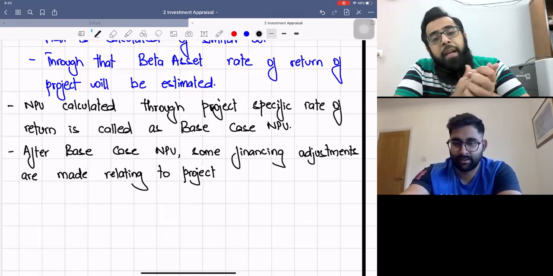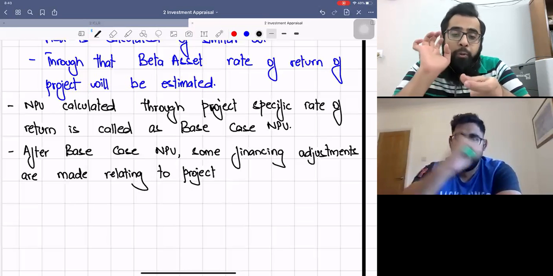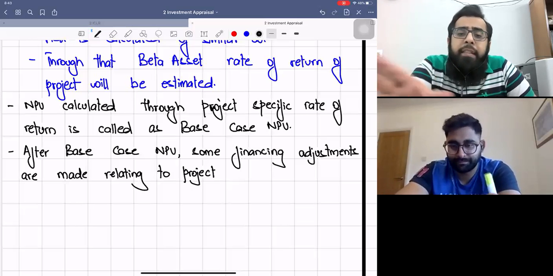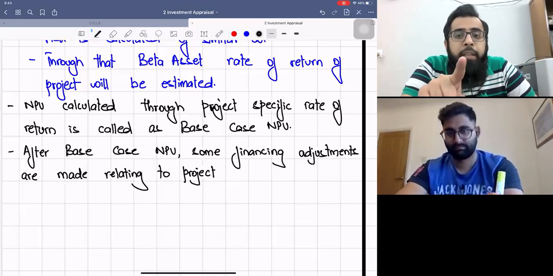So now there are some financing adjustments which we have to make in the project. The first is the issue cost. The company is very fair. The company says that, okay, go and take the finance from the market. You will incur that issue cost.